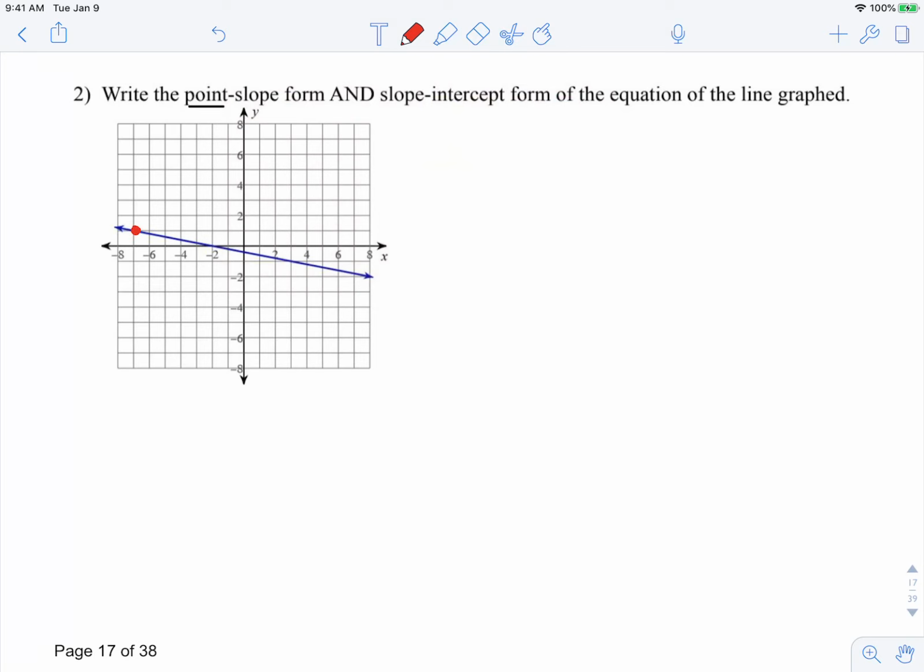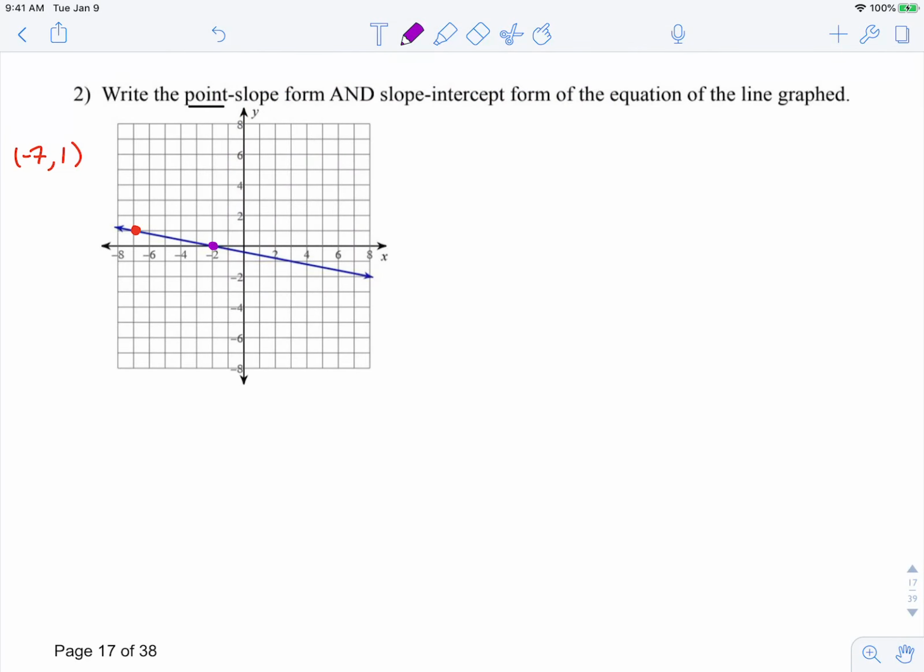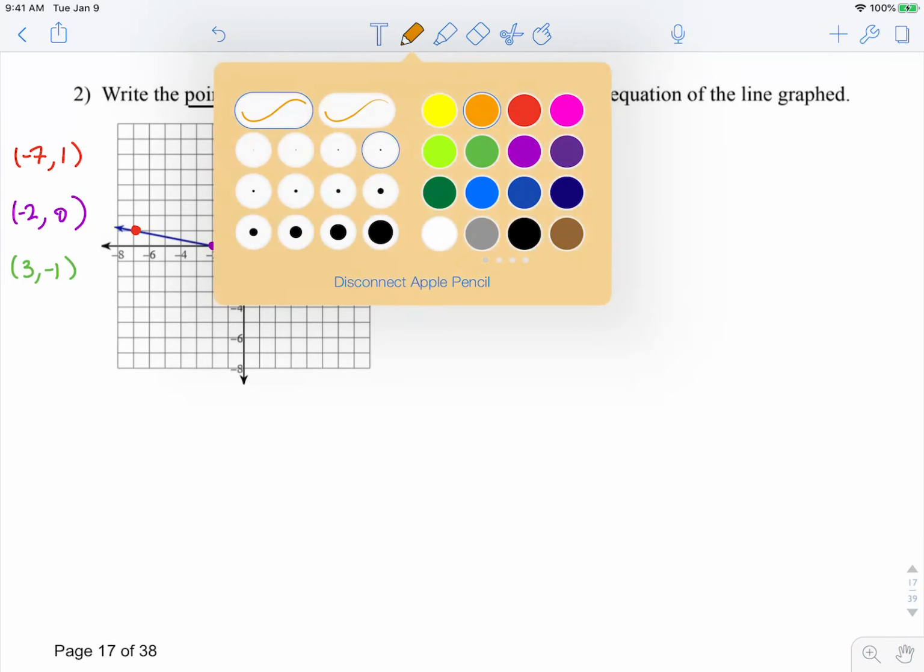I see one point here. That point is -7, 1. I see this point here. That point is -2, 0. And I see another point here. That point is 3, -1. So those are 3 possible points.